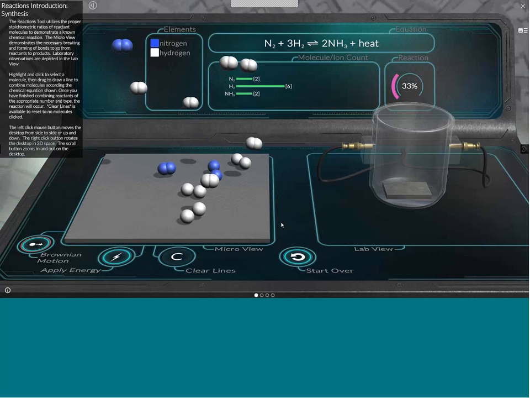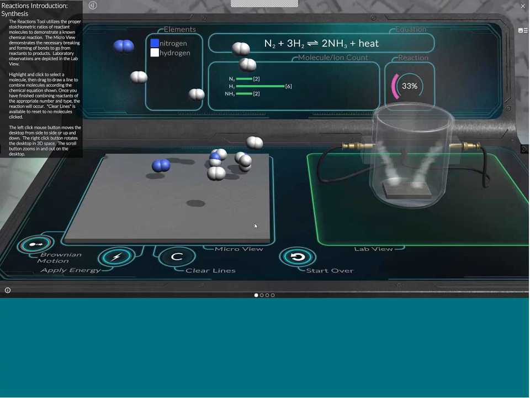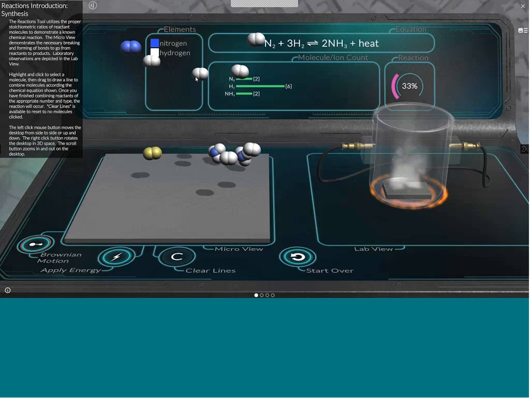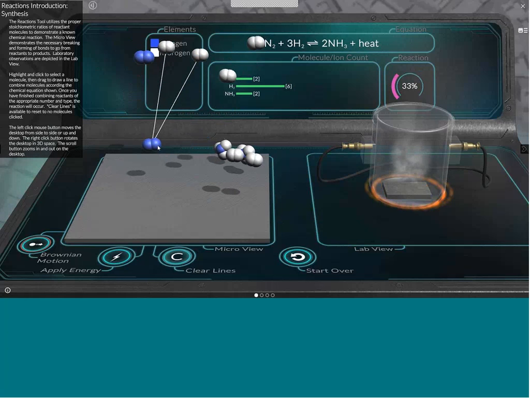And then they get to watch the animation of the product being formed, which is 2 ammonia molecules each time.